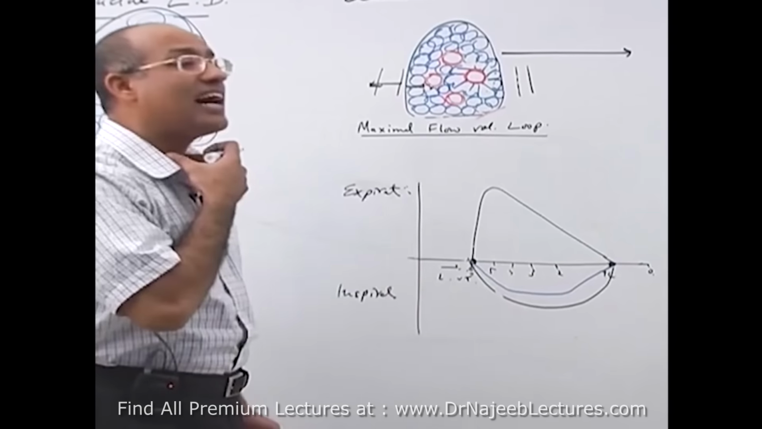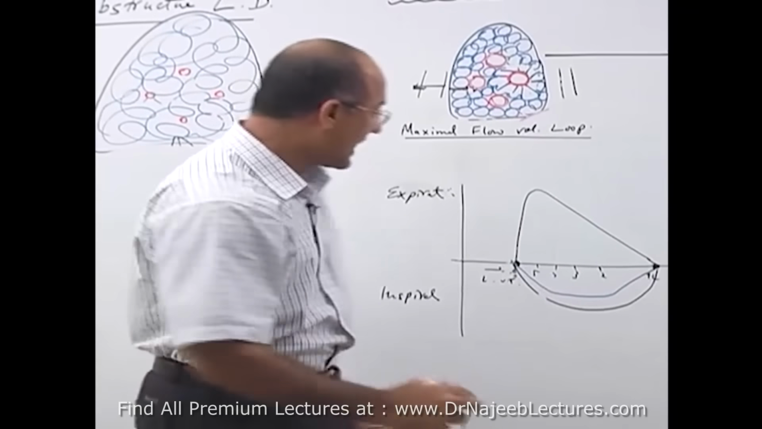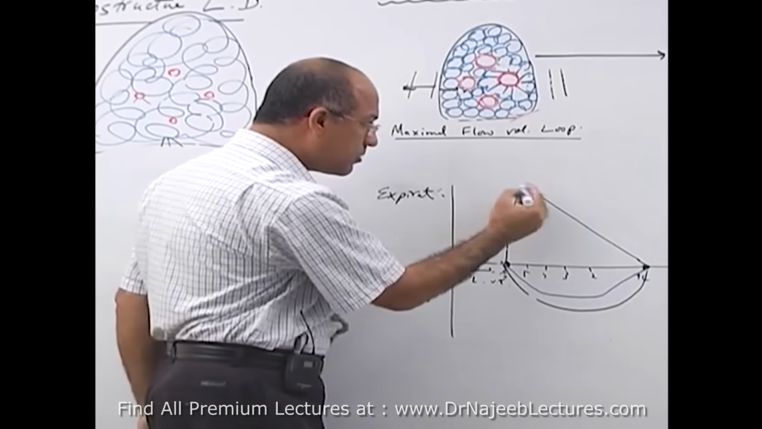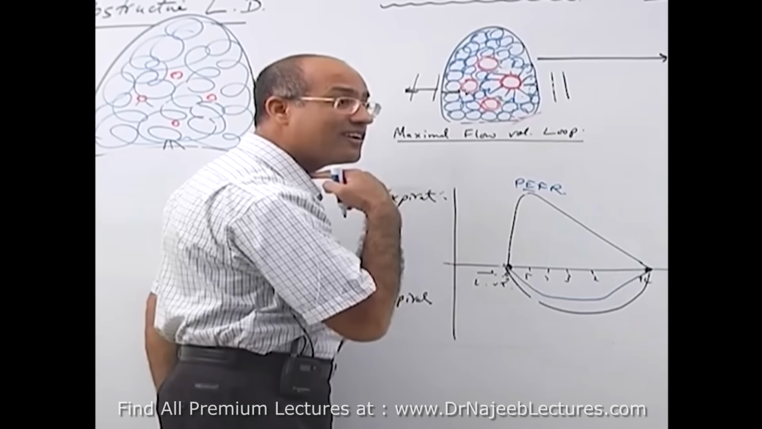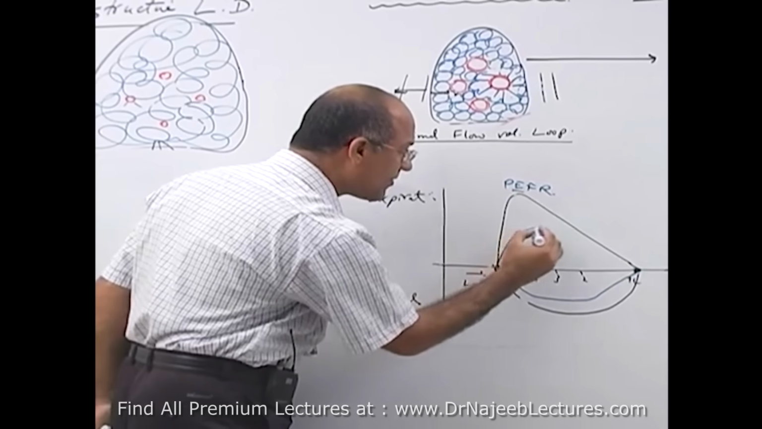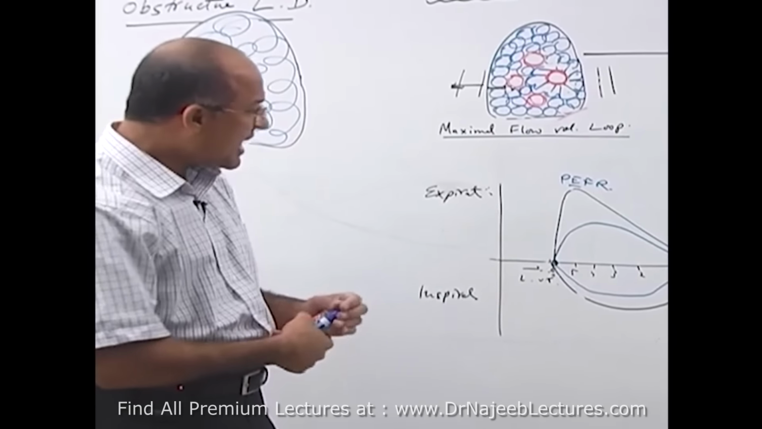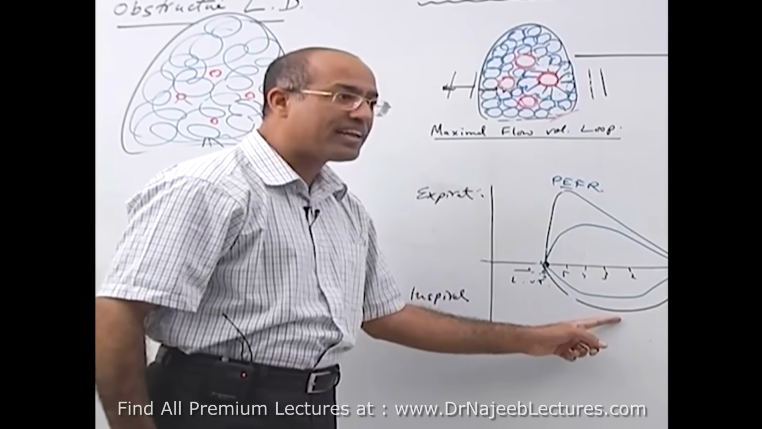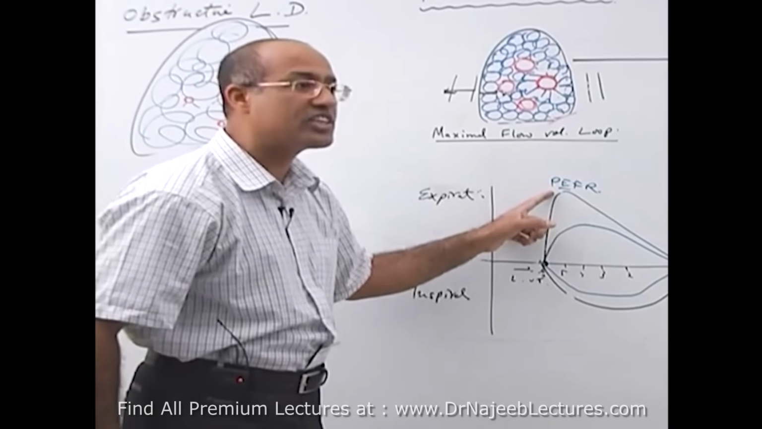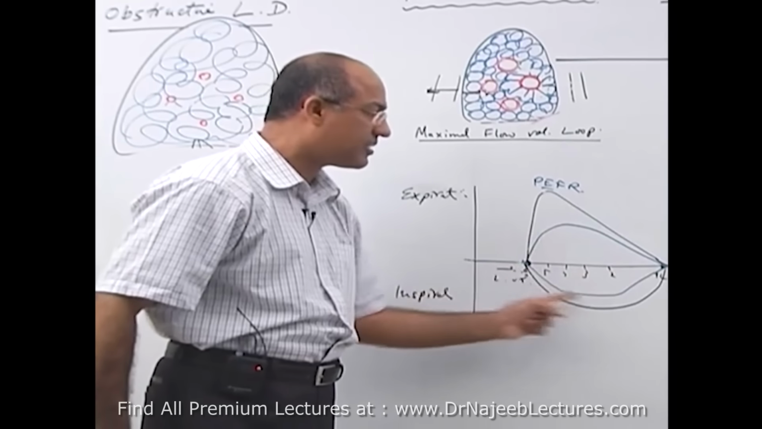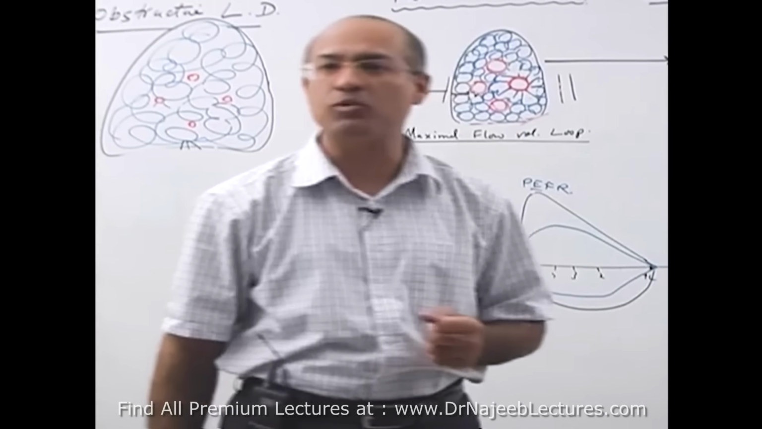And when I have an obstruction here, I try to blow out as hard and as fast as possible. Can I achieve this flow rate? This is peak expiratory flow rate. Can I achieve that if there's obstruction here? No. So again it will go like this. Am I clear? So it means that maximum inspiratory velocities cannot be achieved and maximum expiratory velocities cannot be achieved. This is a hallmark of obstruction in extrapulmonary airways.